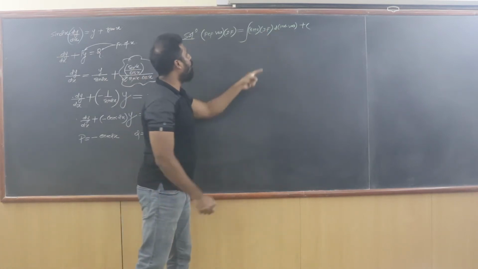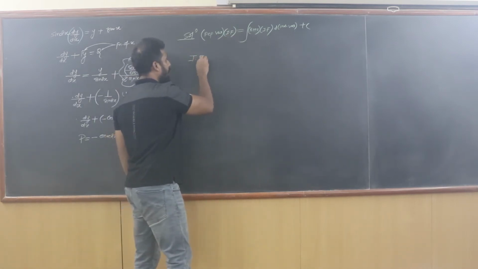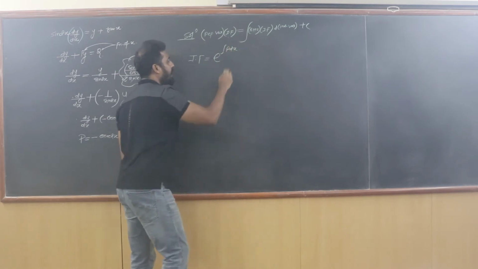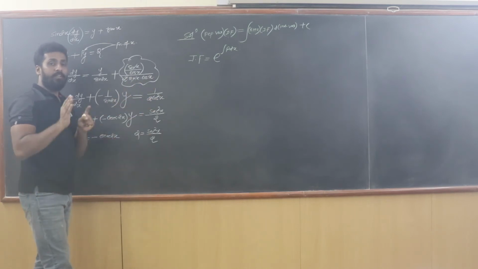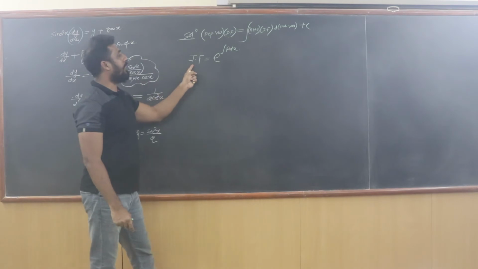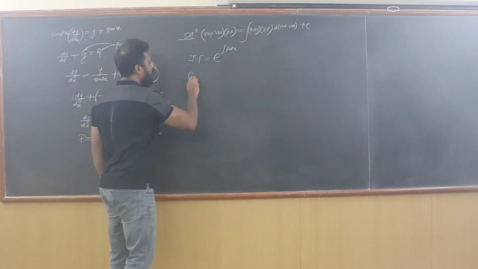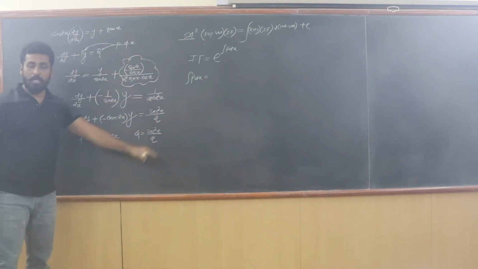So to use this formula, what I need is the integrating factor. Integrating factor, again if you recall, is given by e raised to integration of p dx if your problem is of type 1, dy by dx plus py equal to q. If the problem is of type 1, your integrating factor is e raised to integration of p dx. So for this, I will need integration of p dx. So that's my first step. I'll get integration of p dx first.